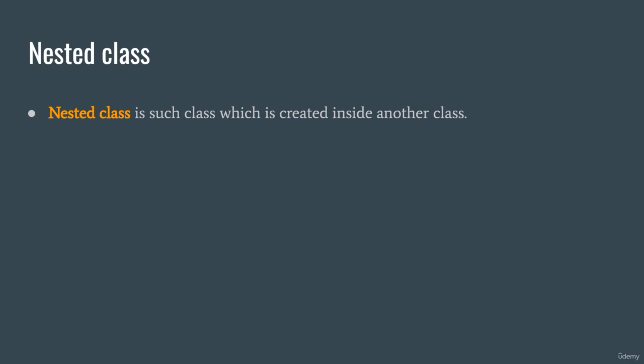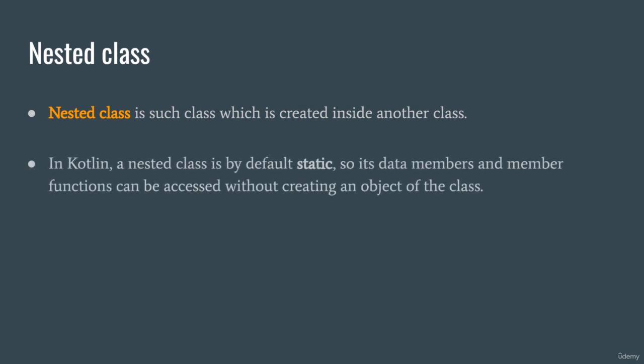A nested class is such a class which is created inside another class. In Kotlin, a nested class is by default static. So its data members and member functions can be accessed without creating an object of the class. So without having to create an object of this nested class, you can go ahead and use the functions and members. Then the nested class cannot access the data members of the outer class. So it's a one-way relationship. So only the outer class can access the members of the nested class, but not the other way around.